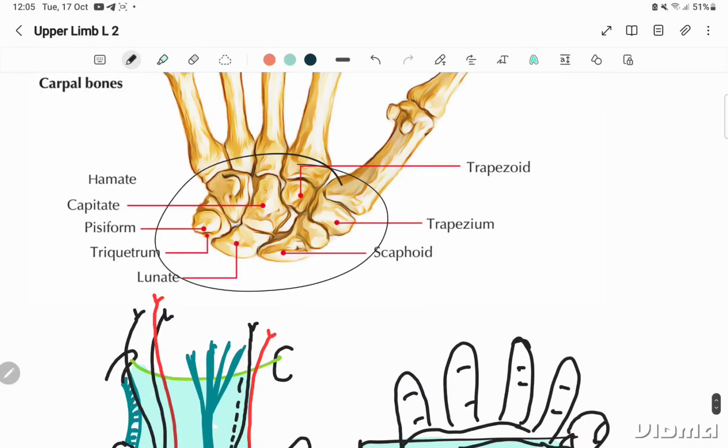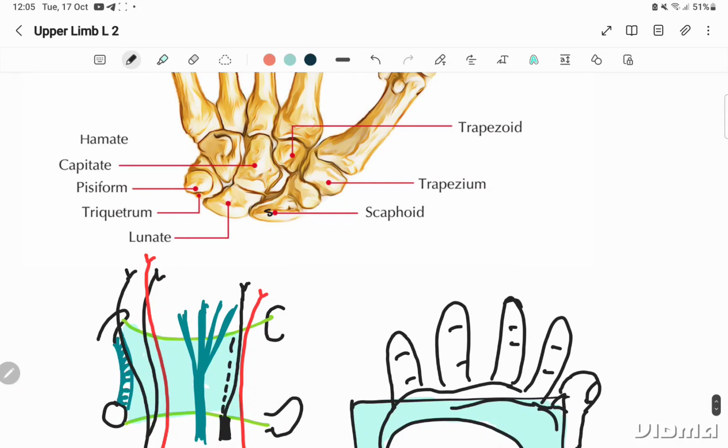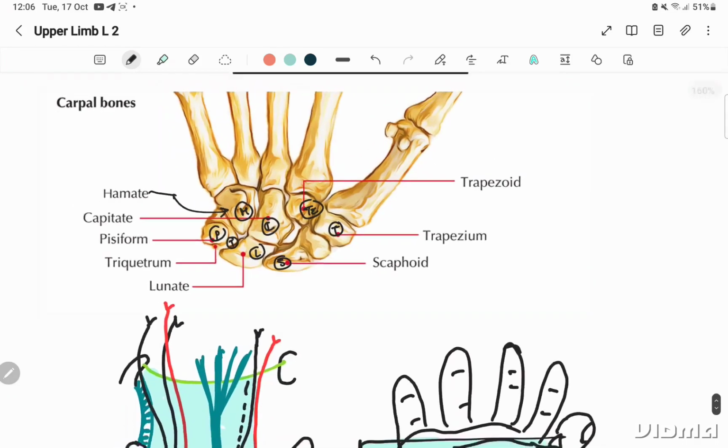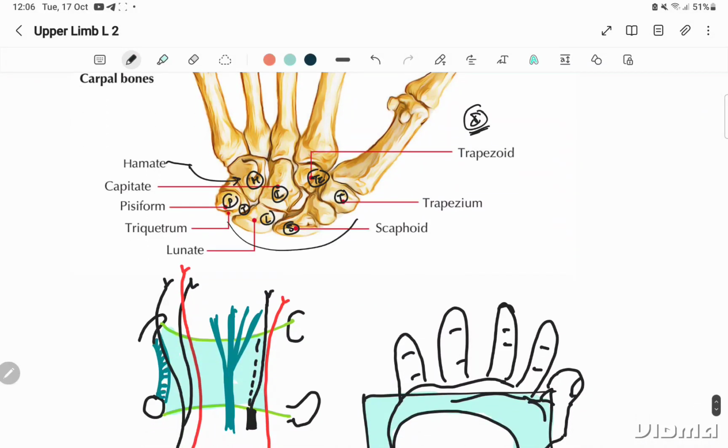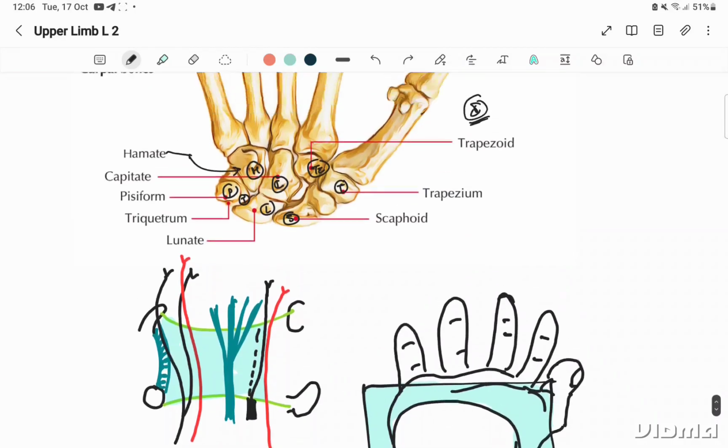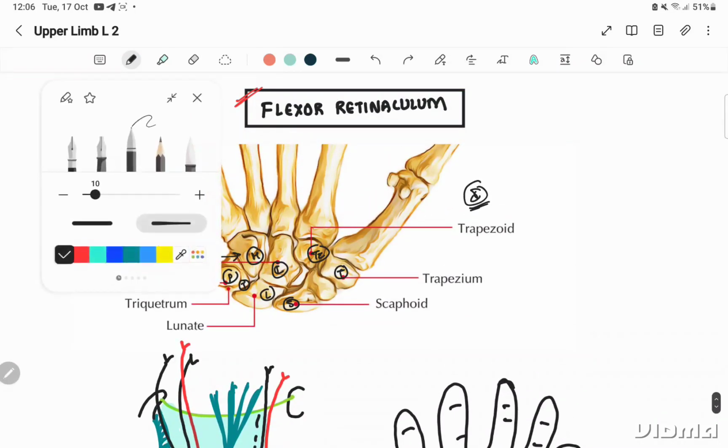So these are the carpal bones present over here. This is the scaphoid, this is the lunate, the triquetrum and the pisiform bone. Okay, this is the trapezium, the trapezoid, the capitate, and the hamate. Okay, this is the hamate. So these are the 8 carpal bones, and these are the things that are present over here. Okay. So after this, let's see the bony projections, what are the attachments of the flexor retinaculum.